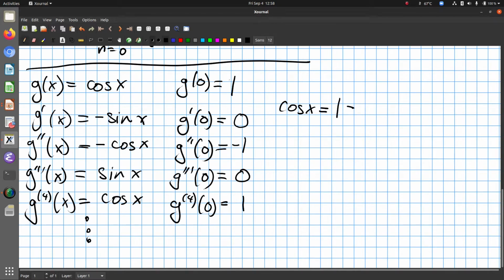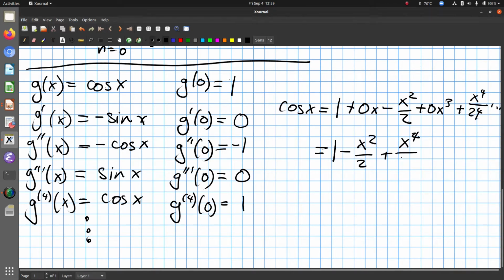So there's a 0 term here for the x. Then I get a minus x squared over 2. My coefficient out front is a 1/2, minus 1/2. And then there's a 0 x cubed, and there's a plus x to the 4th over 24, and so on. Usually when people write the series for cosine, they just leave out the 0 terms. And since this series does actually converge, this is a power series, you can check its radius of convergence.